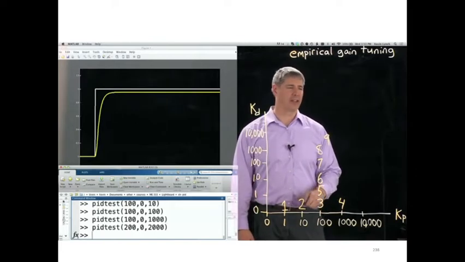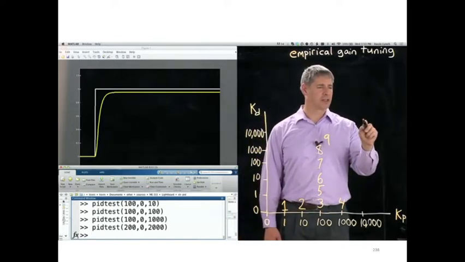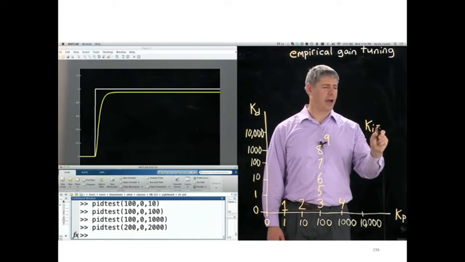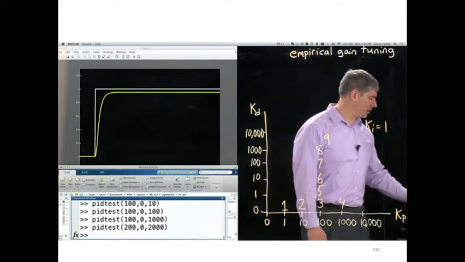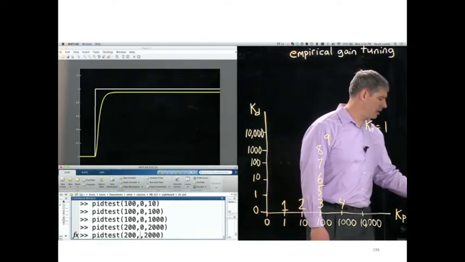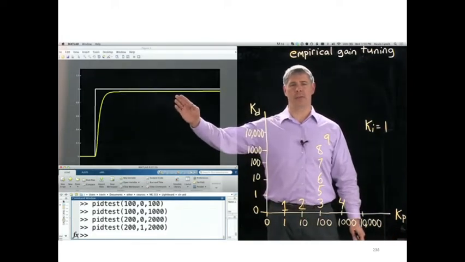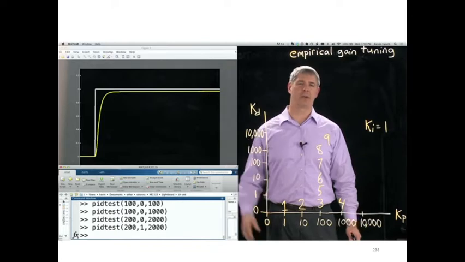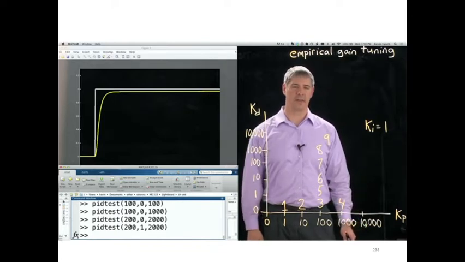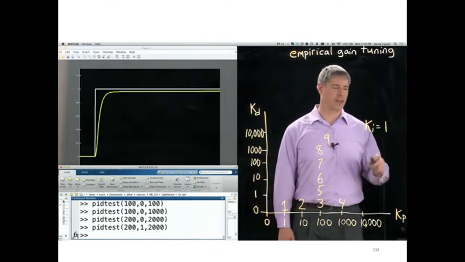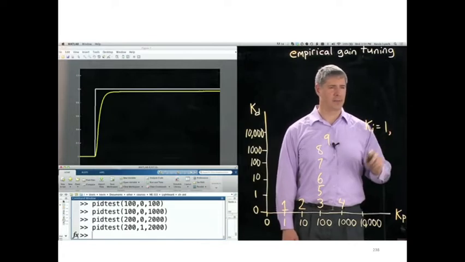Now let's try adding a little bit of integral action. So let's start out with K sub I equal to 1. So keep P and D as they are. And if you notice here now, the response starts slowly heading towards the desired steady state value. So we're seeing some effect of that K sub I. Let's increase by a factor of 10.